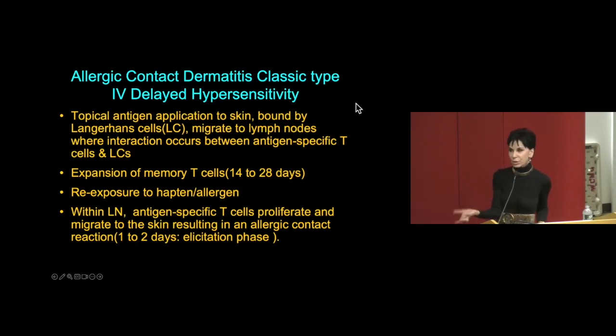And when that interaction occurs between the Langerhans cell having the antigen and those specific T cells, you will get expansion of memory T cells. And that expansion phase is anywhere from 14 days to 28 days, hence the designation of so-called delayed. And then when you are re-exposed to the allergen or the hapten, those antigen-specific T cells will proliferate, migrate to the skin, and result in an allergic contact dermatitis. And that phase is the elicitation phase, which happens rather rapidly, between 1 to 2 days.